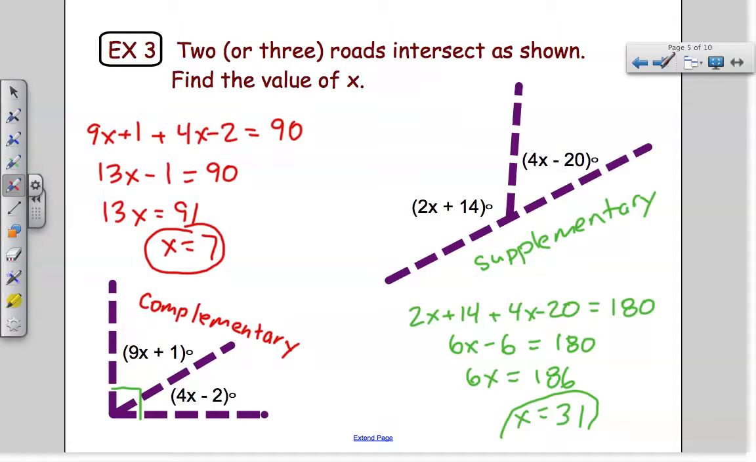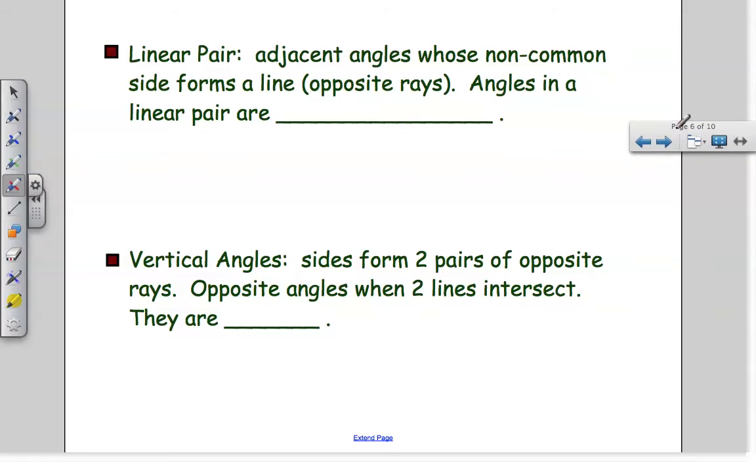So complementary and supplementary. Looking at two more terms here, linear pair and vertical angles. Linear pair, the words kind of give it away. You know that the word linear, from last year we said 100 times, means line. So it's a line pair, a pair of angles on a line, in other words. They do have to be adjacent. Remember that adjacent means that they're next to each other. So they're angles next to each other on a line.